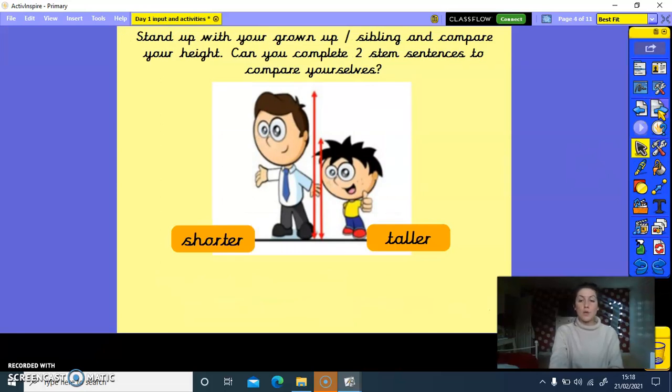So, I want you to now have a go at standing up next to your grown-up or your sibling and compare your height. Can you complete 2 sentences to compare yourselves? You might say, my mum is than me. Is she taller or shorter than you? So pause the video and have a go at comparing your height to your grown-up or sibling.